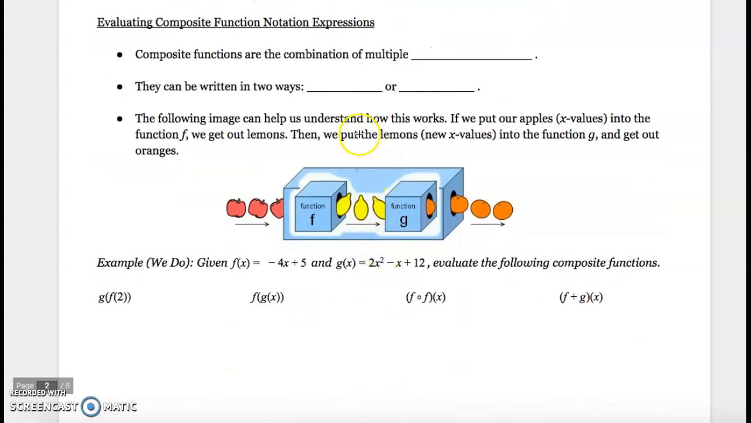All right, we're going to take this a step further and do some composite functions. So composite functions are the combination of multiple functions. Function compositions. Or in other words, if we don't like the word compositions, functions inside other functions.